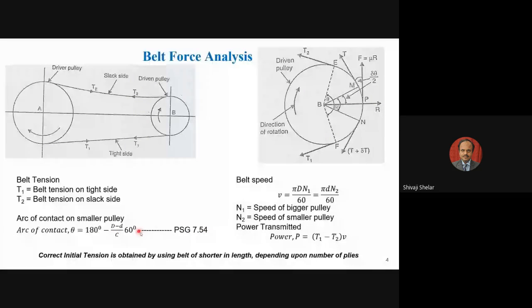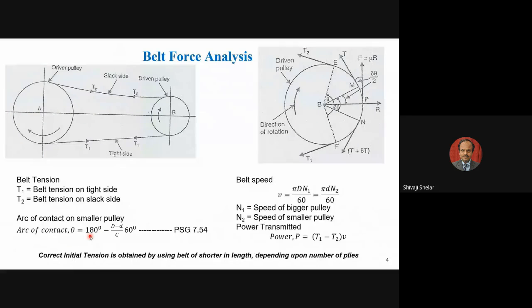There are sine terms involved in it, sine inverse term is involved in it. But if this center distance C is very, very large, the sine can be replaced by the normal angle theta in radian. So that's why the corrected formula used is 180 degree minus (D minus d) upon C into 60 degree. So this is the angle of contact, and this small theta needs to be measured on the smaller pulley, because this is very important from the power transmission point of view.